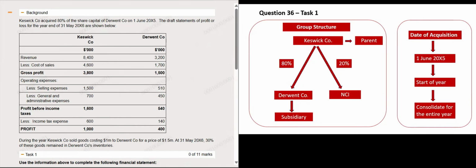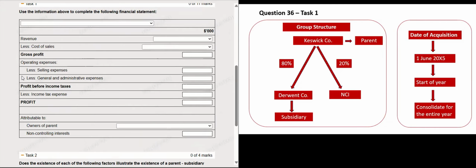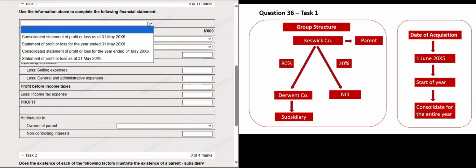For many of the consolidated balances we prepare in the process of consolidation, we will be adding together Caswick's figures with those of Derwent's figures on a line-by-line basis. However, we will need to make some adjustments in respect of the intergroup trading transactions between the group. Moving forward towards task 1, the first thing that we have to do by looking at the drop-down menu is to decide the title of the statement we have been asked to prepare.